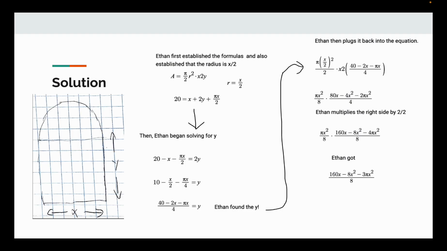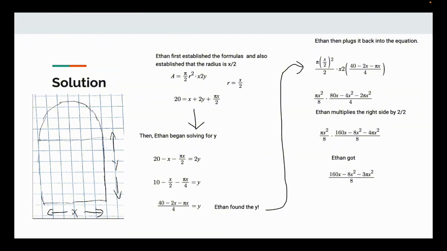So, Ethan got straight to work and began solving these equations. So, he first established the formulas and also established that the radius is x over 2. So, as you can see, he first set everything up, then he began solving for the perimeter by setting it up as 20 equals x plus 2y plus pi x over 2. So the first step that he needed to do was begin solving for the y.